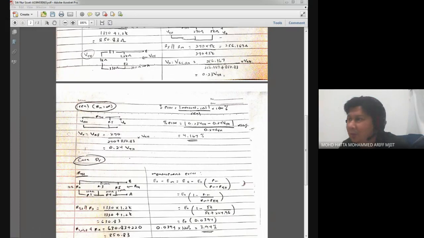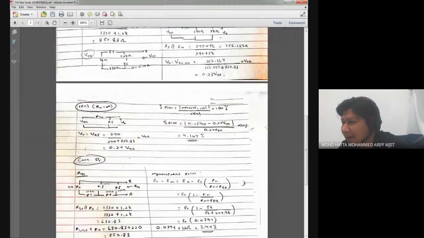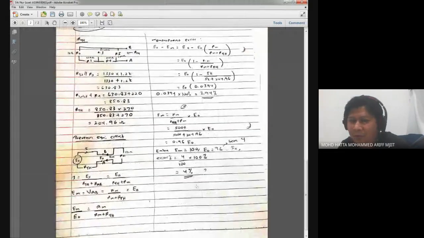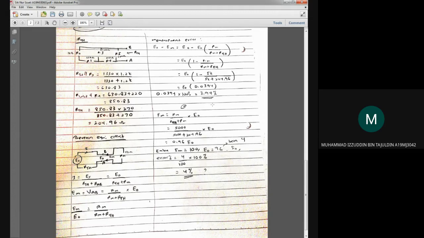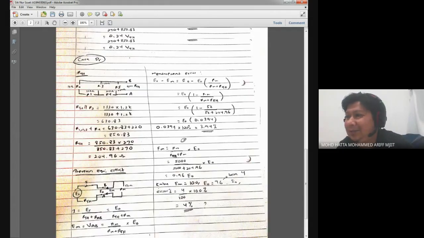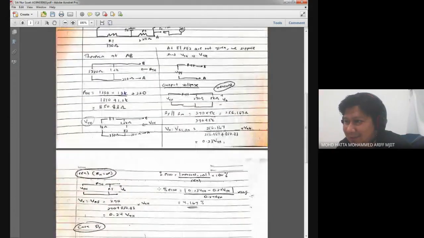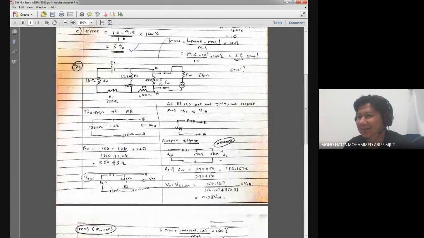The question asks about measurement error, right? Measurement error caused by, okay, the correct answer over here is 4%. So I think Izzati also got the idea of getting the correct value over here, 4%. But I don't know. Yes. 3.94 betul kan? Let's see. Maybe it's correct. Maybe something is missing over here. Okay, let's see.